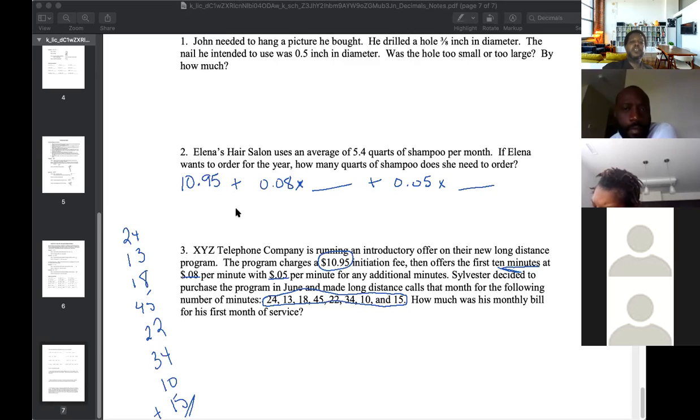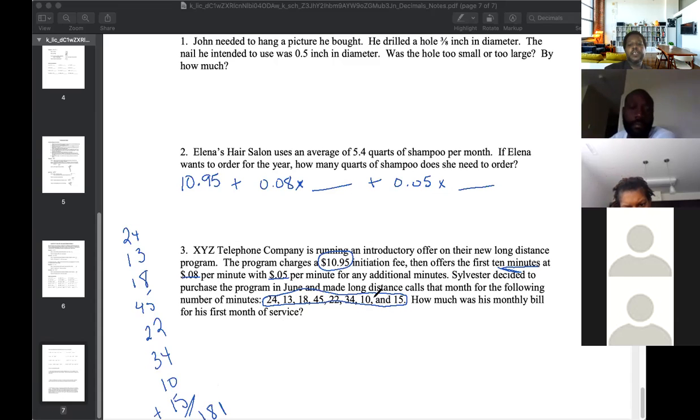We ready to see the steps? Okay. The first thing that I did was add up all my minutes, right? How many minutes do I have total? 181. Okay, so he talked for 181 minutes. It says the first 10 minutes are at 8 cents per minute with 5 cents per minute for every additional minute. Every single one of his calls was at least 10 minutes.